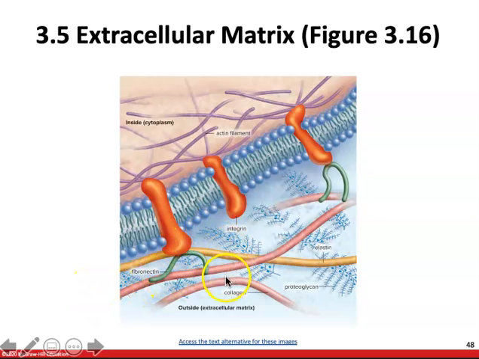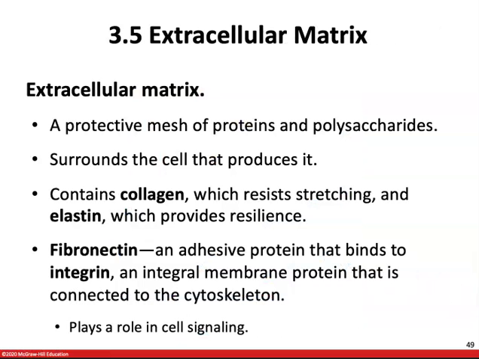Fibronectin is an adhesive protein that binds to integrin. Integrin is an integral membrane protein that's connected to the cytoskeleton. This is what anchors your cells to neighboring cells and to the extracellular matrix. So this integrin protein connects the actin filaments of the cytoskeleton to the extracellular matrix. It also plays a very important role in cell-to-cell signaling.